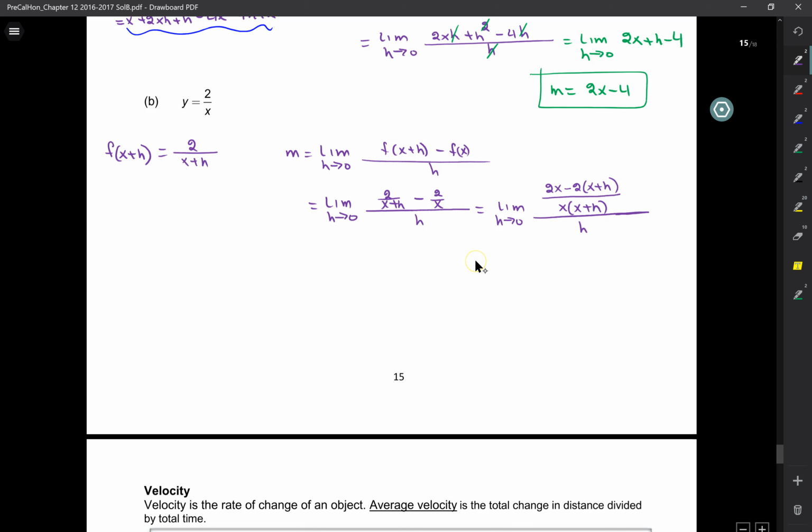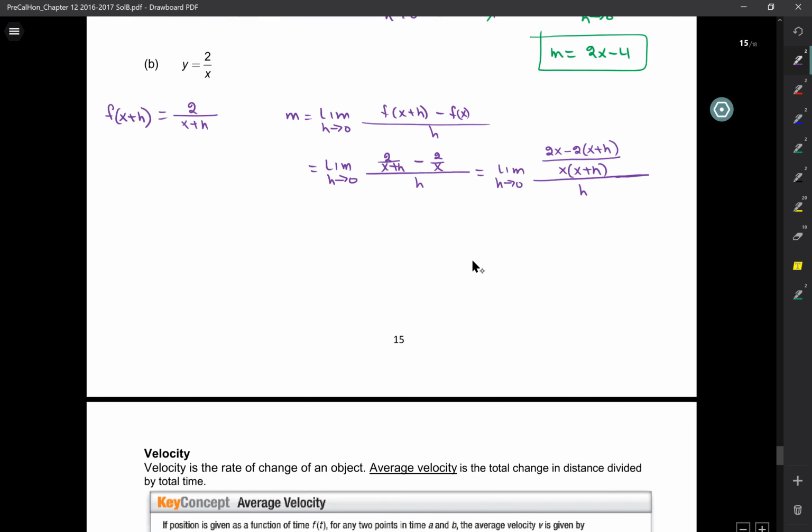F of x is the function that's given to you. Now, this is the limit as h approaches 0. Just a little bit of simplifying: 2x minus 2h over x plus h. I'm taking my sweet little time here. So I get negative 2h over x plus h over h.